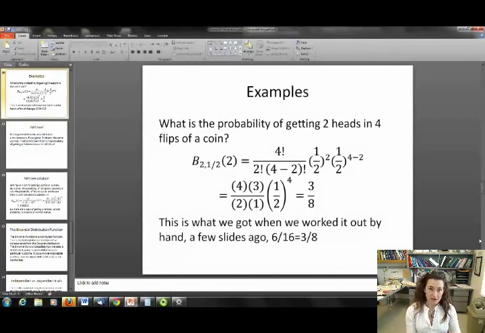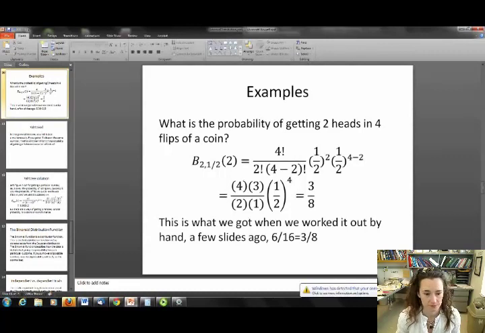And if you do the math, you can see that your probability is 3/8 as given by your binomial function. But this is exactly what we got when we worked it out by hand a few slides ago. We worked out that there were 16 possible outcomes and 6 ways that this could occur. 6 over 16 is 3/8, and so our math squares.